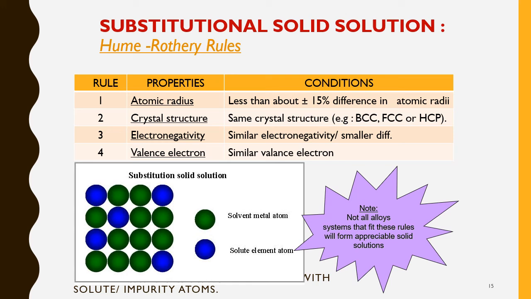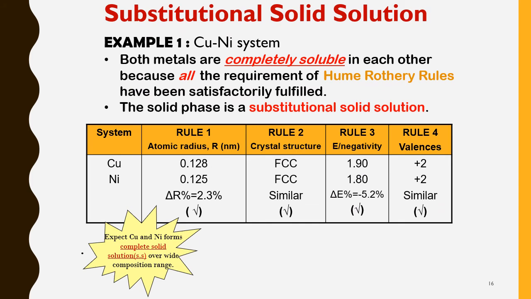Look at this example. When the solute is added to the solvent, the size is quite the same, so that's why it can be added. That one is the atomic radius, and the crystal structure is also the same. Electronegativity and valence electron are also the same. Note that not all alloys fit this system.